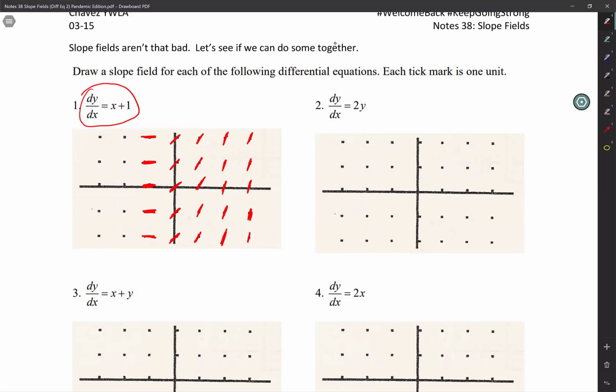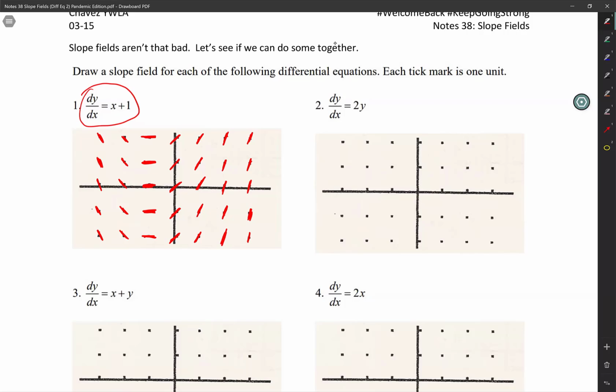So at negative 2, plus 1 is negative 1. So here's negative 1. And there it is, little slope segments of negative 1. Go to the next one. That's negative 3. Negative 3 plus 1 is negative 2. So steeper, but in the negative direction. And there it is. There's your first slope field.